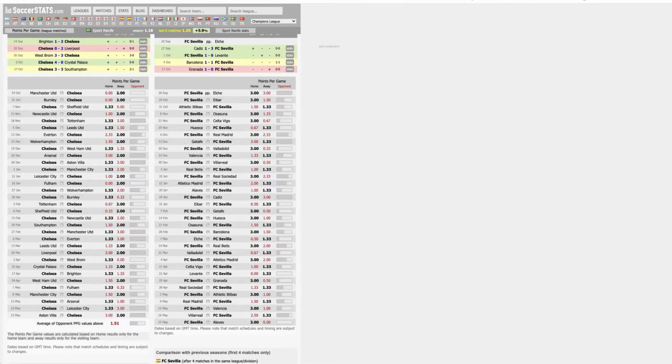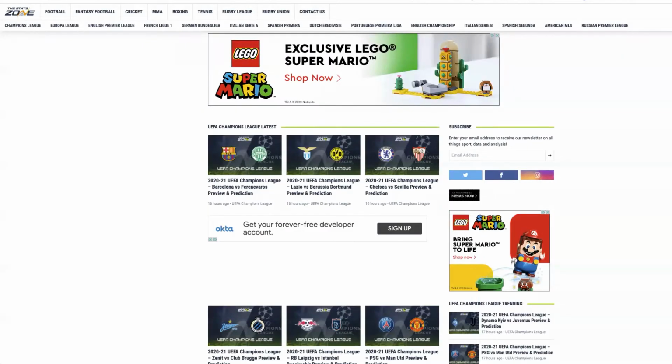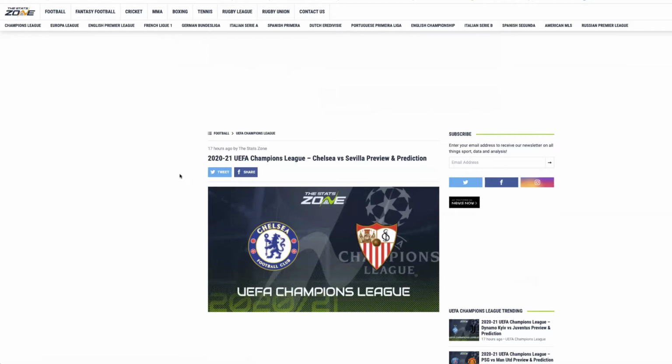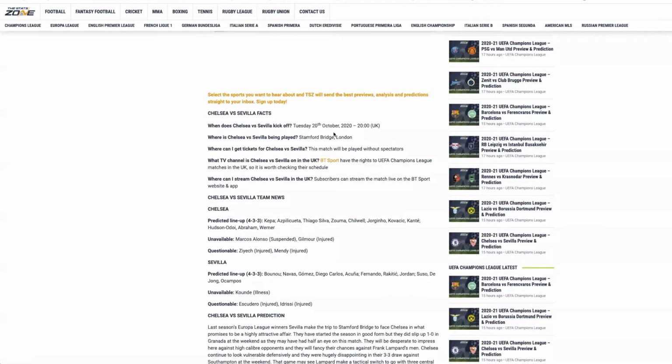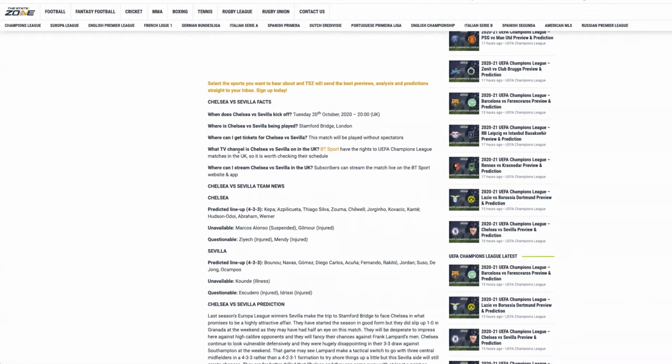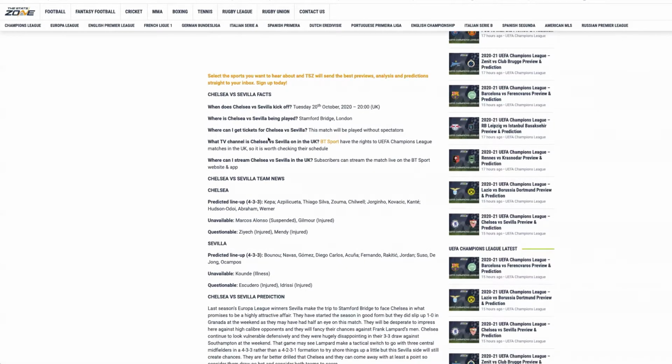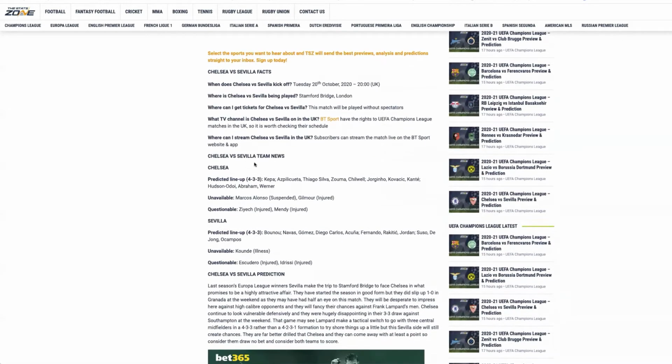There's a couple of websites that'll do previews, so you can go and have a bit of a read. So this one's just called thestatzone.com, but it's very sparse. There's not much there. So if you go and click on Chelsea and Sevilla, they won't have a lot. Let's have a look. They've got what time it kicks off, where it's at, where can I get tickets, what channel's it on. All stuff we don't really need to know.